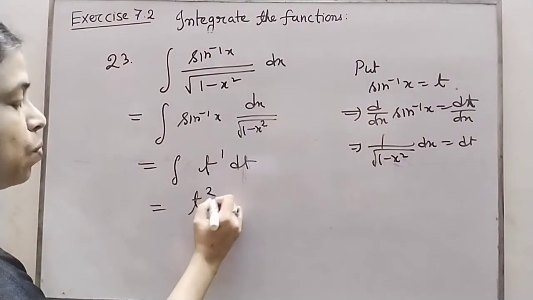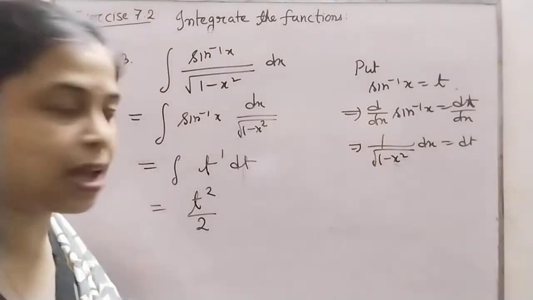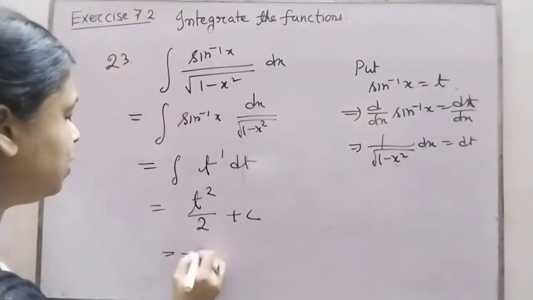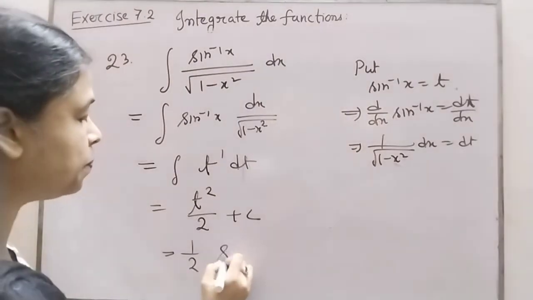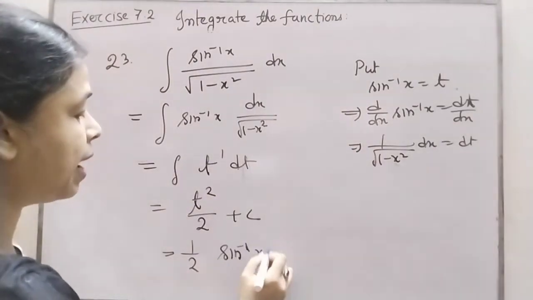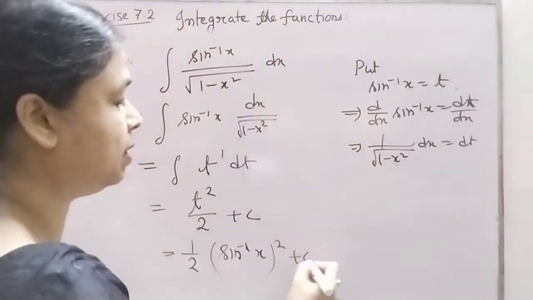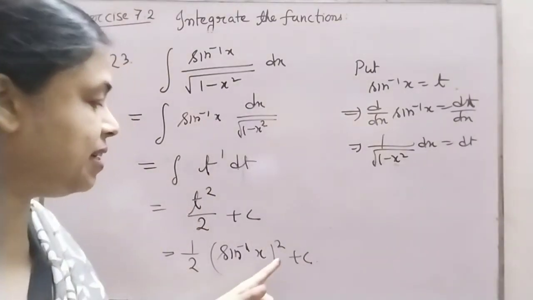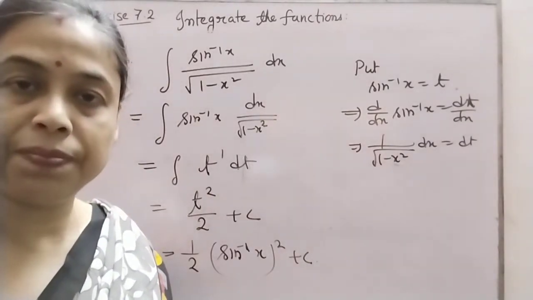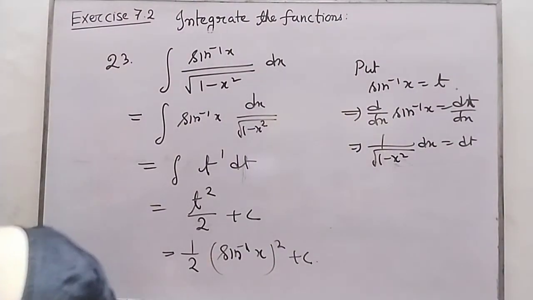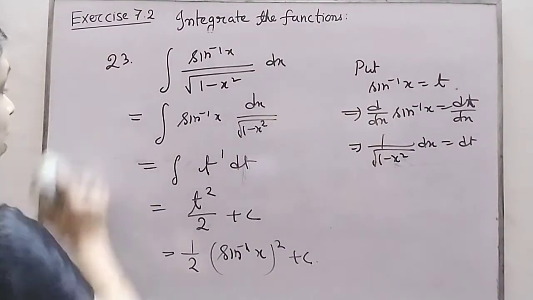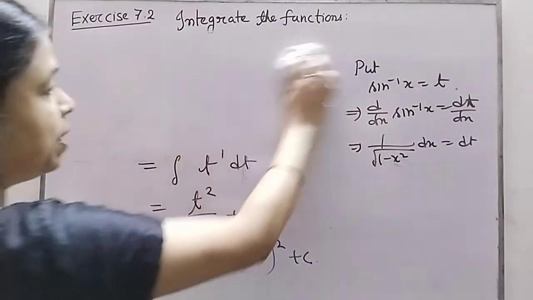Okay, and what is the integral? I have used the formula for x to the power n, so it is t square by 2 plus c. So it is equal to half of sine inverse of x whole square plus c. Don't write the square as in the case of trigonometry, where you write it differently. So this is completed. Solution number 23 is completed here. Now I go to question number 24.